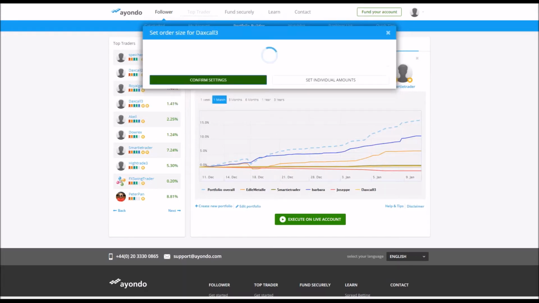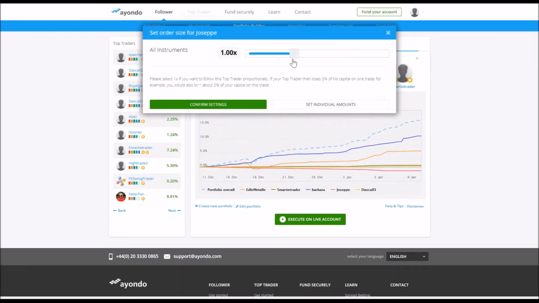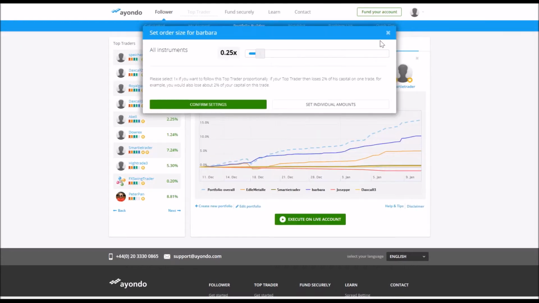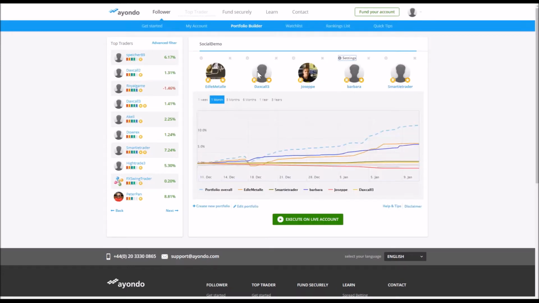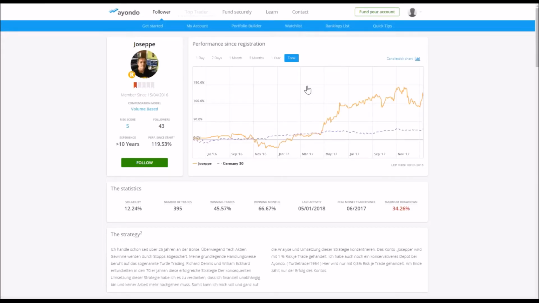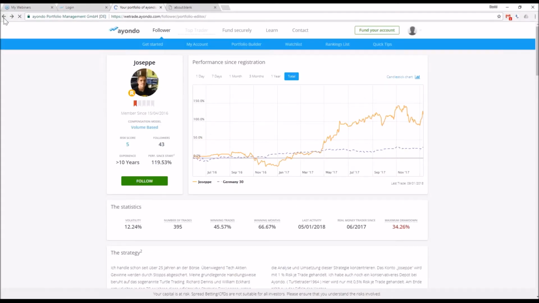Okay, 1 times for Barbara. Now, what's Giuseppe doing? Let's have a look at Giuseppe's numbers because he was quite good in recent months. Hang on, that's Barbara. Confirm settings. That's DAX call. So let's click on Giuseppe and just see what his numbers look like. Oh, he's been doing all right. Oh, it's come off the boil a little bit, I suppose, over the last 6 weeks or so. And a drawdown again of about a third. Okay, let's jump back to the portfolio.